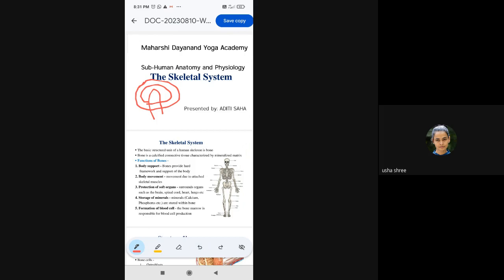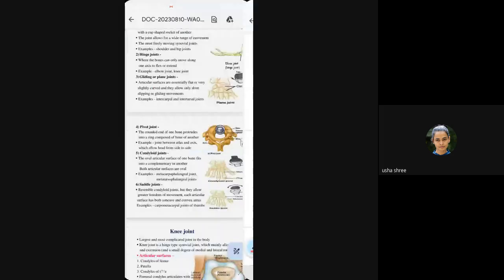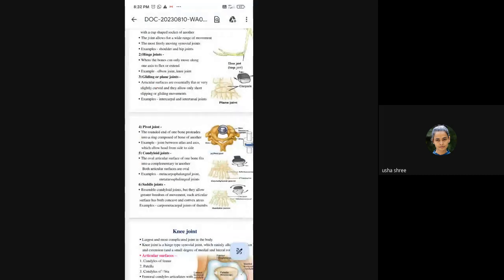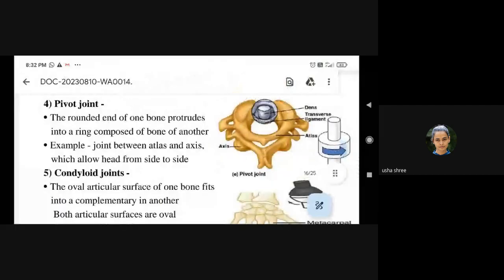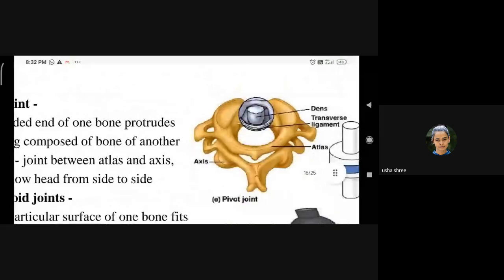Okay, is it clear? Yes, ma'am. So the rings around the rod-shaped bone, those rings are the cervical bones, right? That rod-shaped bone was the cervical bone. And then what are these rings, ma'am?